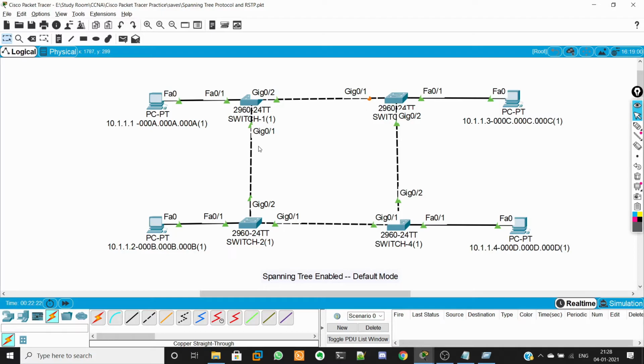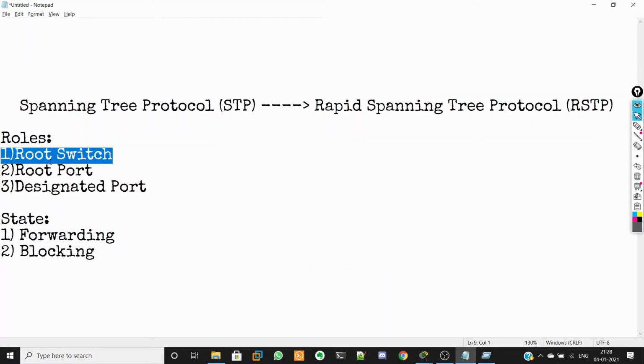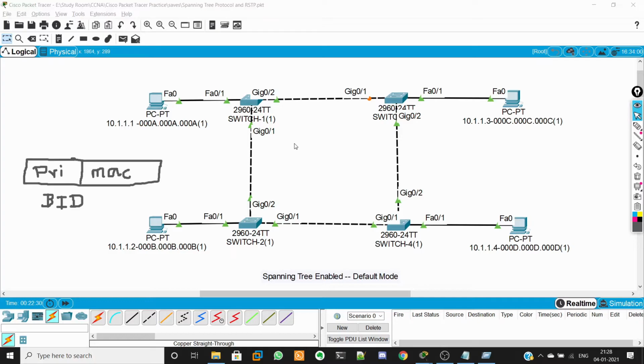The switches need to communicate and they need to elect the root switch. Root switch can be only one. In order to participate in a root bridge election, like the normal election where the candidate is filing the nomination, here all the switches forward certain hello messages with some information. The hello messages are simply called bridge PDU messages. The information present in that message is called BID, bridge ID.